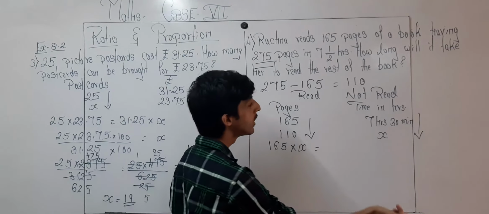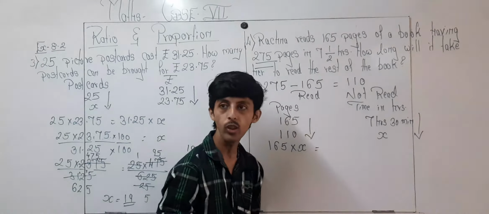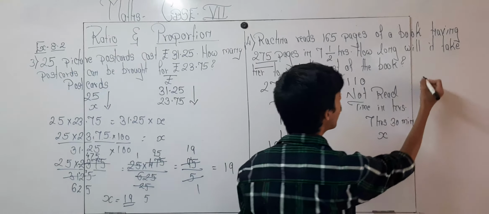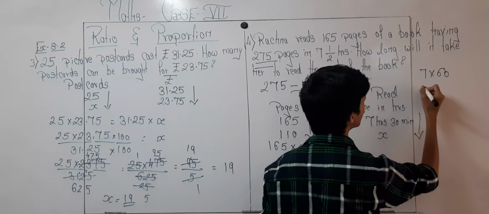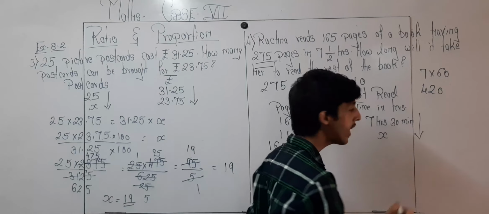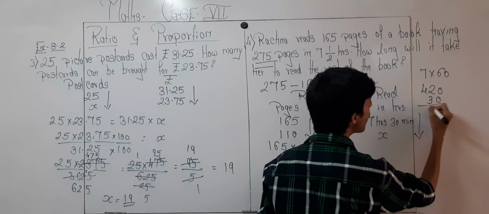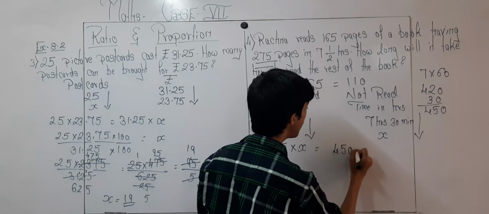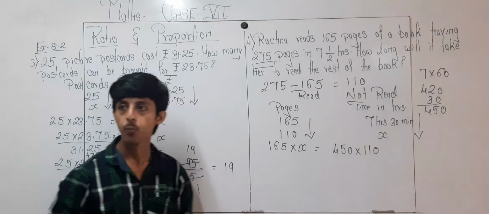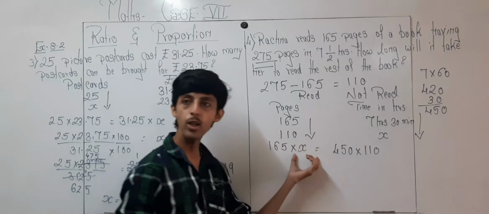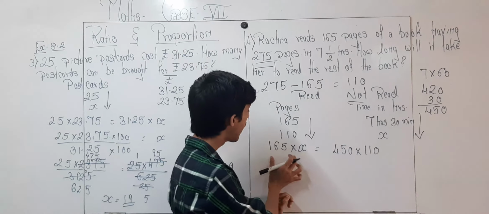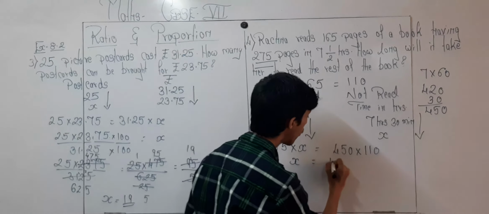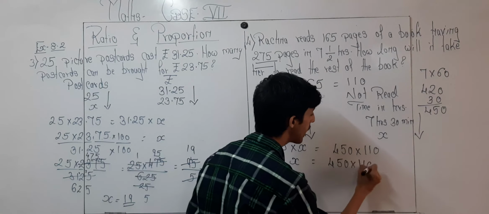convert this 7 hours 30 minutes. 1 hour is equal to 60 minutes. So 7 multiplied by 60: 7 6s are 42, 420, and 30 more gives me 450 minutes. So 450 minutes multiplied by 110. Now I want to find the value of x, so this 165 will be divided. So x is equal to 450 multiplied by 110 divided by 165.